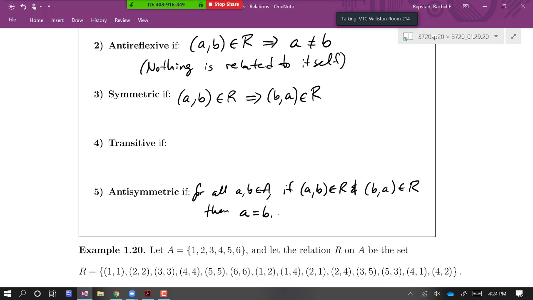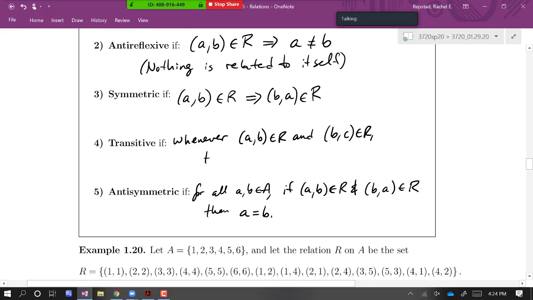And now, finally, the transitive property says, for transitive, we need to grab three elements. So whenever A is related to B and B is related to C, then what do you suppose we'll have in there? A is related to C. Yeah, it's kind of like a leapfrog property. Almost like you're composing the relation with itself, but you already have those elements.